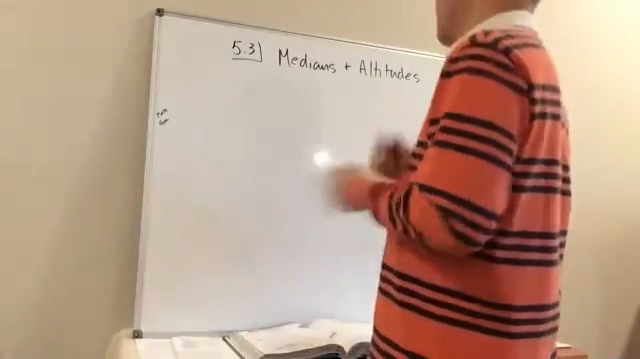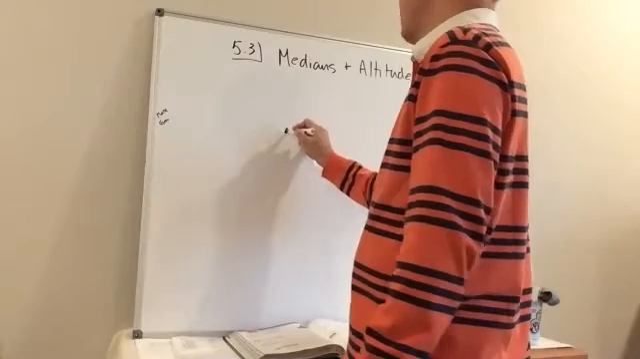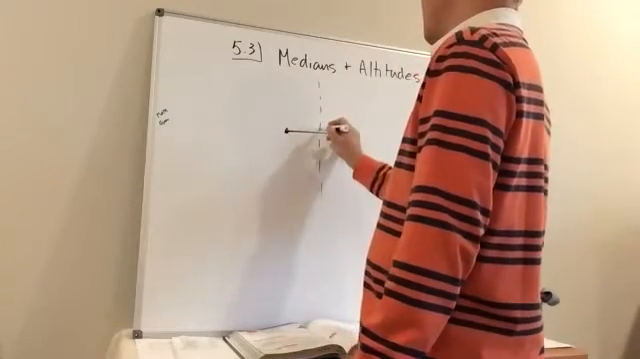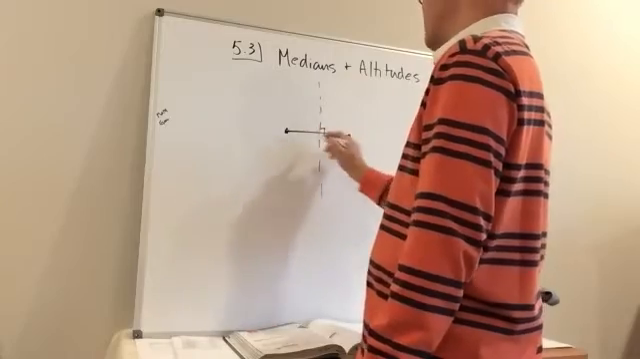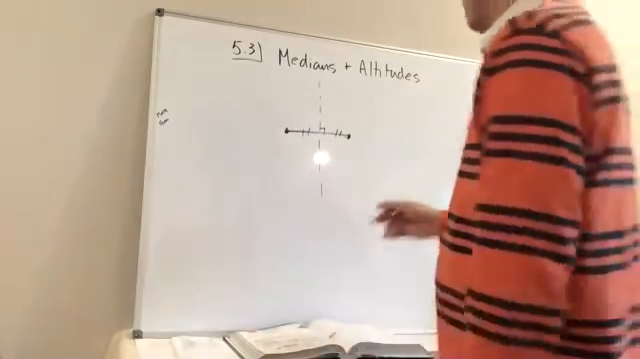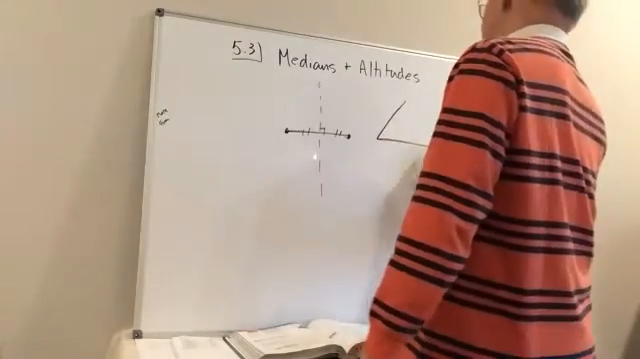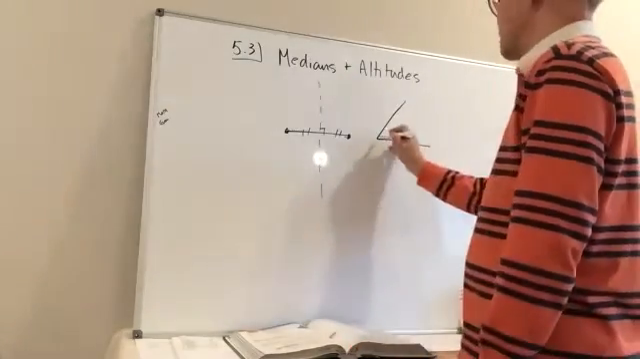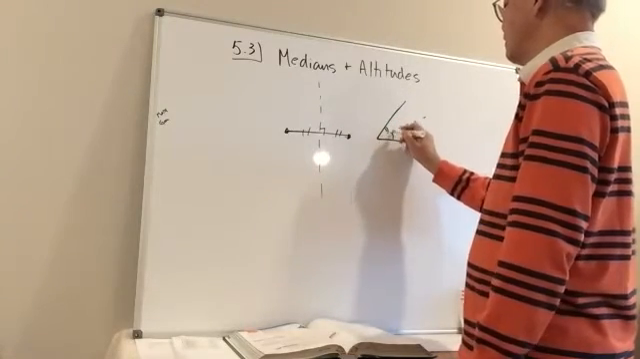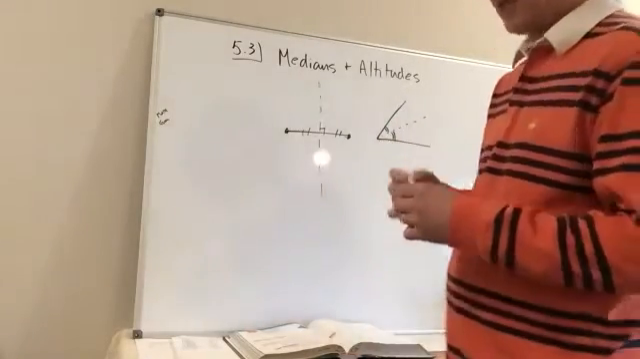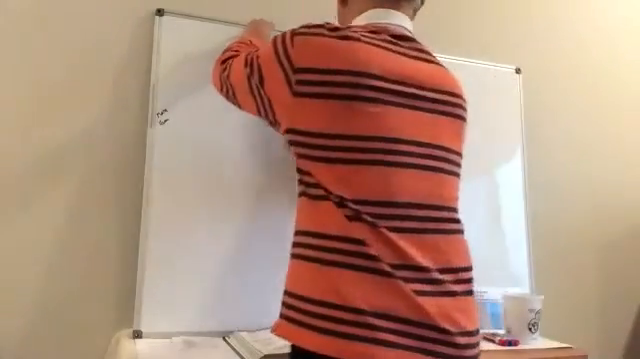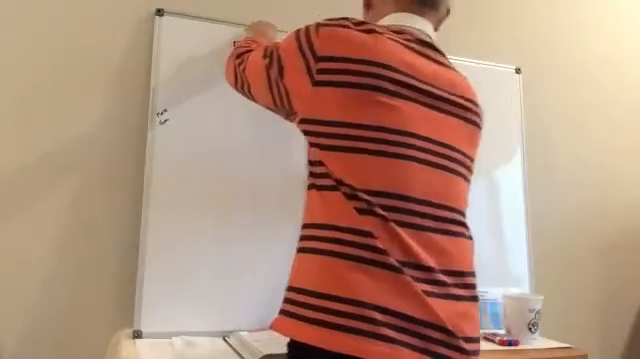A perpendicular bisector: if you have two points, it's a line you can draw that is perpendicular to the line segment and bisects it. That's a perpendicular bisector. An angle bisector is when you have an angle and you draw a line in the middle such that this angle and this angle are the same. That's the angle bisector. So that was 5.1, quickly.